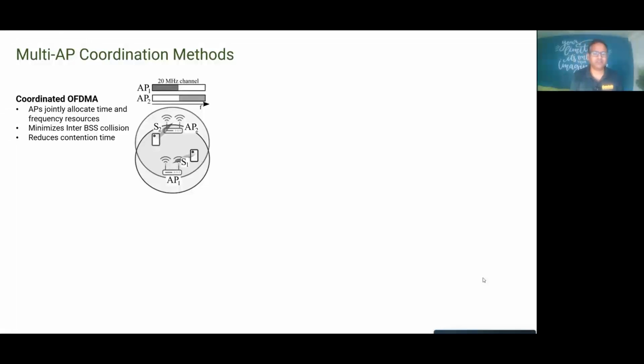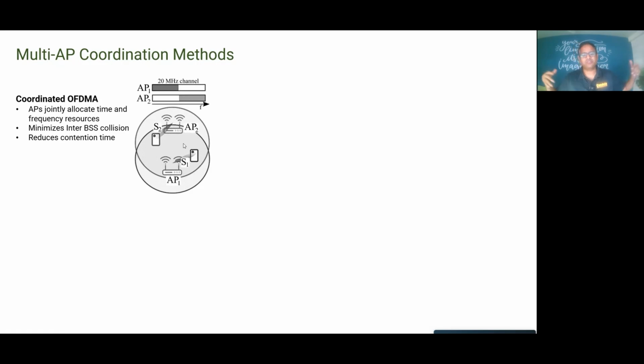So if you take the example of coordinated OFDMA, this is where there are overlapping cells. You have cell 1 where you have AP1 connecting to station 1, and then you have another overlapping cell, or OBSS, where you have AP2 connecting to station 2. So what we can do is AP1 can now coordinate with AP2, and they already know that they are about to interfere with each other. So AP1 can tell AP2, look, we are going to interfere with each other if we use the entire 80 megahertz band or 160 megahertz band.